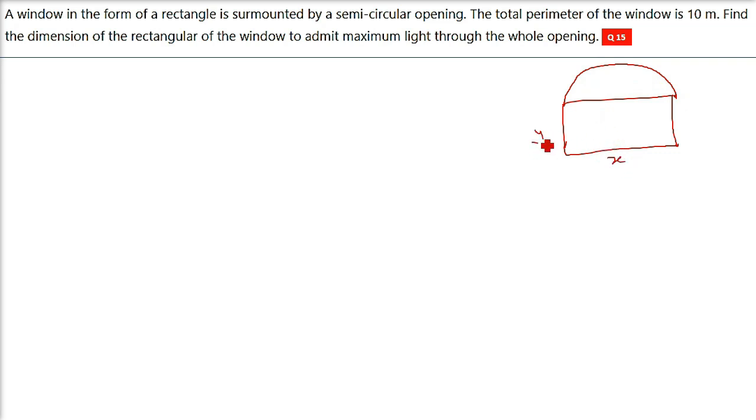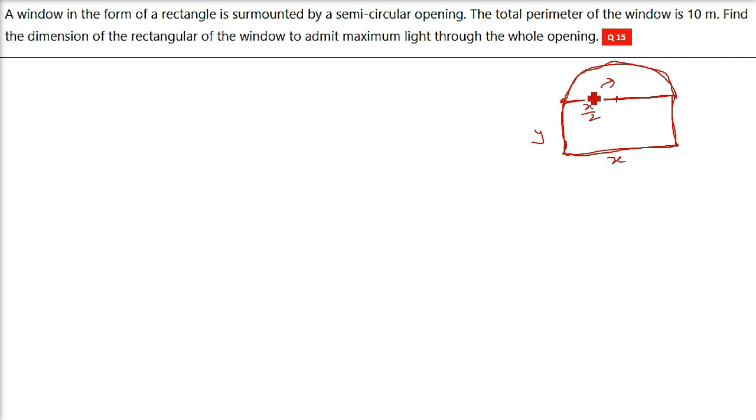X is the base, Y is the height, or you can take it in a swappable manner, you can take X as this one, Y as that one. And we are talking about the circle also. It is a half circle, and the radius will be X by 2, because the opposite side of that rectangle we have taken as X.